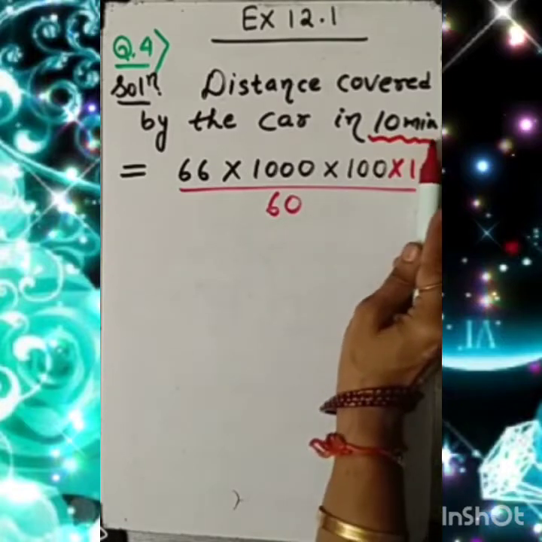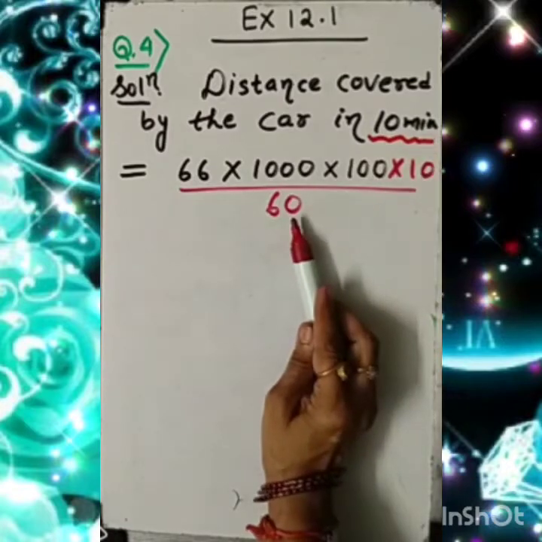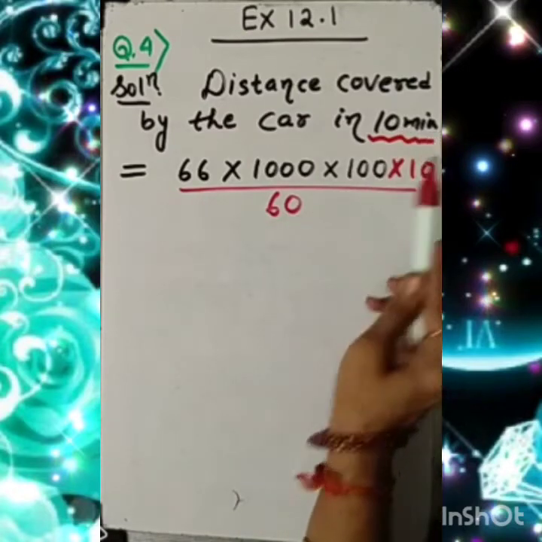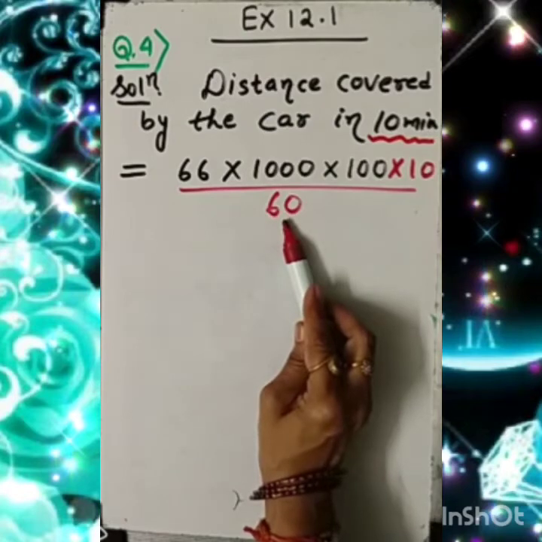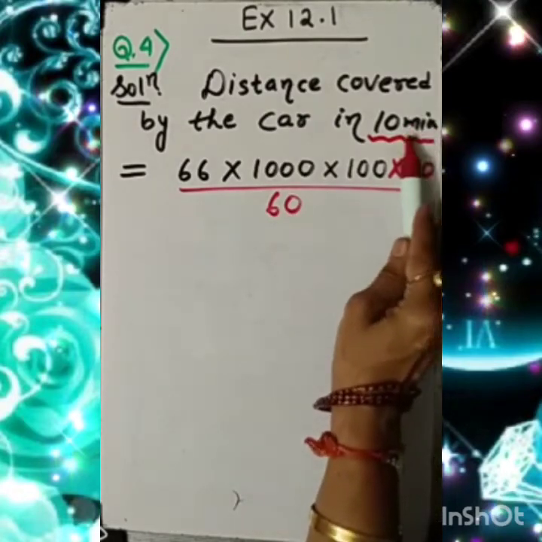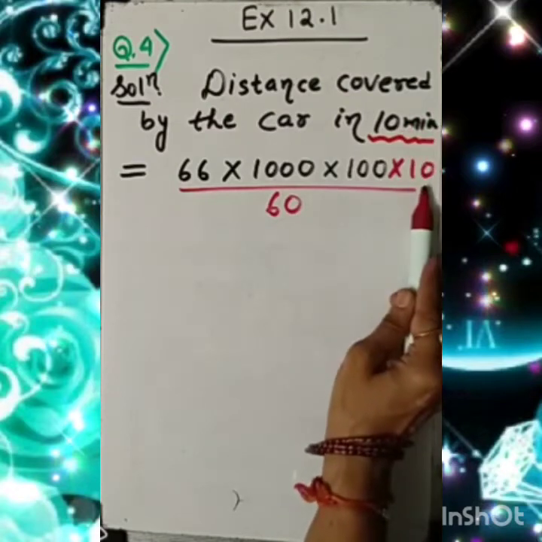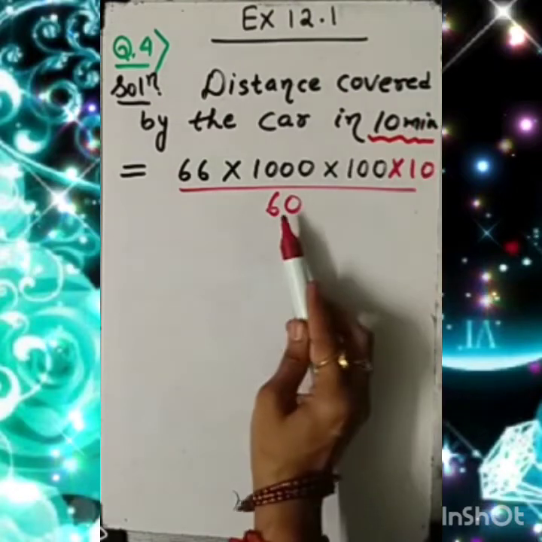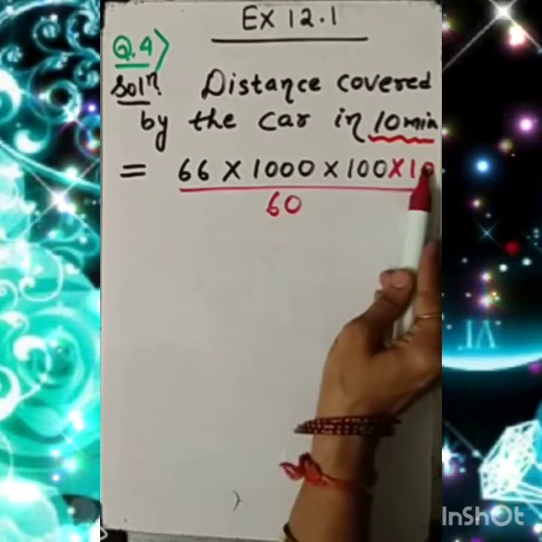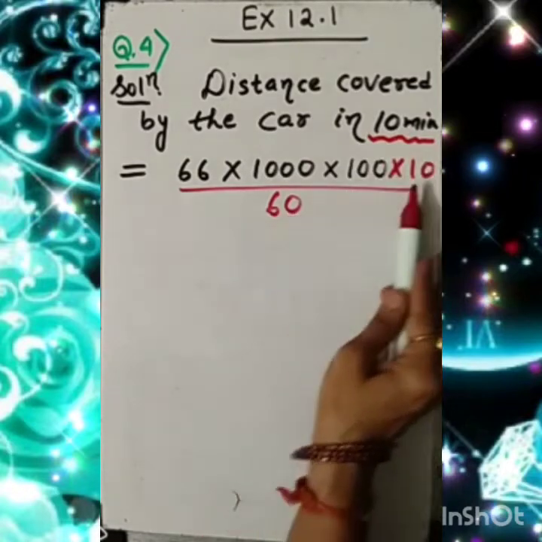Per hour. So I am converting into minute. Per hour, with the intention to convert this minute into hour, I am dividing it by 60. I want to convert it into hour. With that intention, this 10 minute is divided by 60. So 10 by 60 will give you the clarification that it is in the hour.